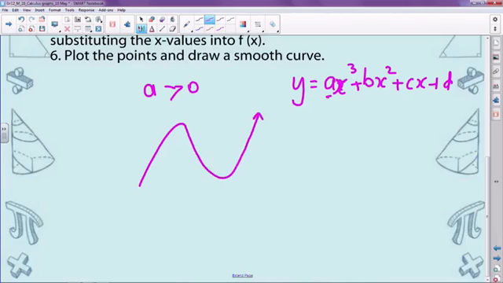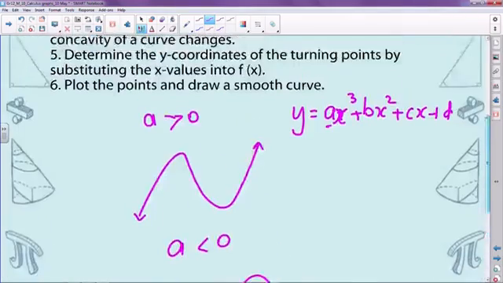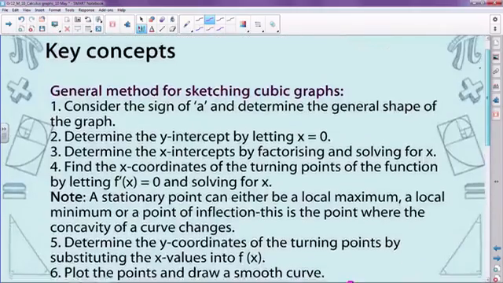So that's the shape. If A is less than 0, you're going to have a graph that has a minimum turning point and then a maximum turning point. So that's what we say when we say consider the shape. So you already in your mind have an idea of what the graph's going to look like.